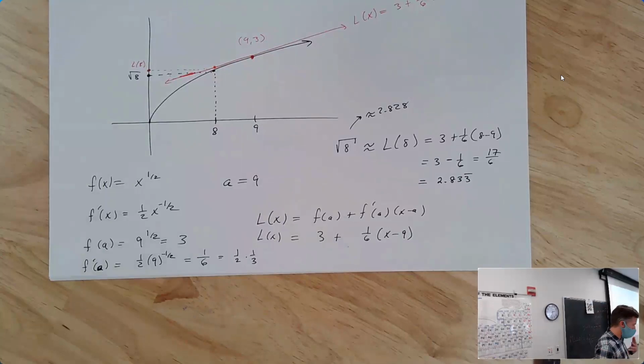So that's what we're going to be doing now in multiple dimensions. We're going to be linearizing functions of 2 variables instead of 1. Instead of a tangent line approximating a curve, we're going to have a tangent plane approximating the surface.